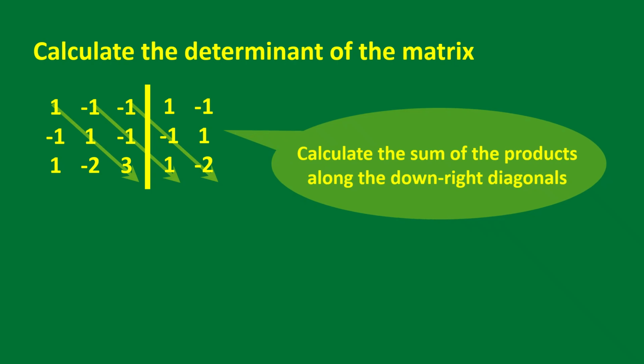Now we can start the calculation of the determinant of the matrix. First, we have to calculate the sum of the products along the downright diagonals as represented by the yellow arrows. And here is the sum of the products along the downright diagonals.